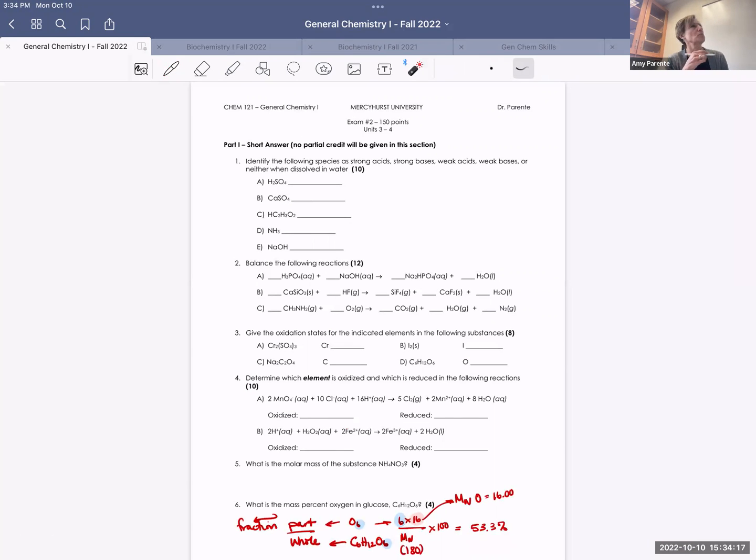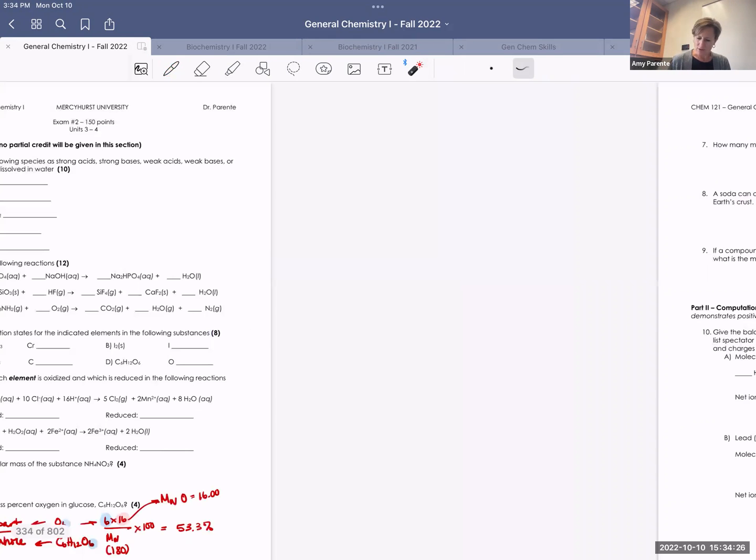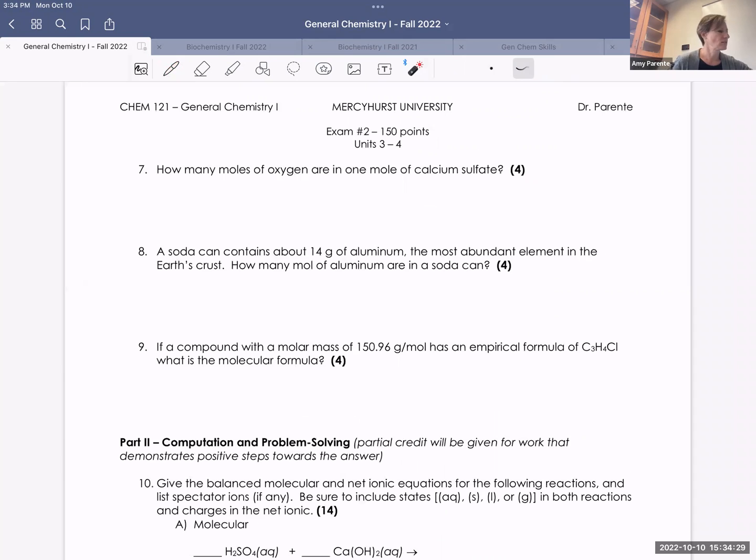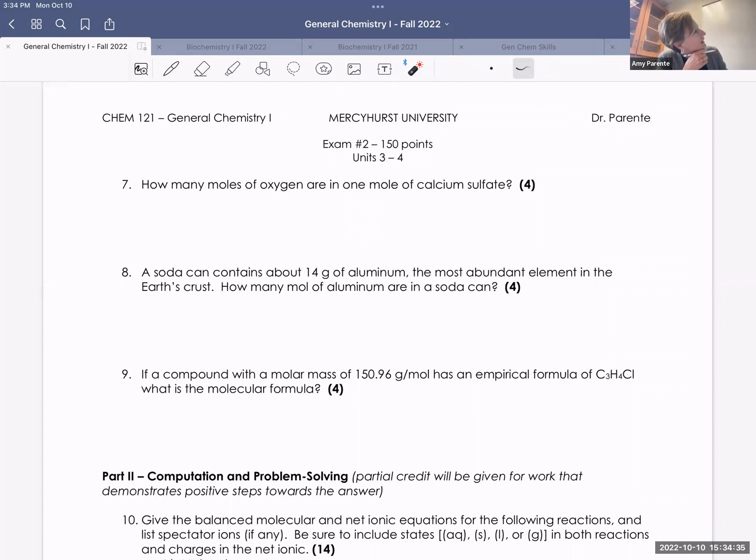Anything else from this first page? Emily, anything? Okay, good. How about the second page here? Looking at these first 3 problems that were more single-step problems, or ones that we don't really have partial credit for. Let's see. If a compound with a molar mass of 159.6 grams per mole has an empirical formula of what's given there, what is the molecular formula?